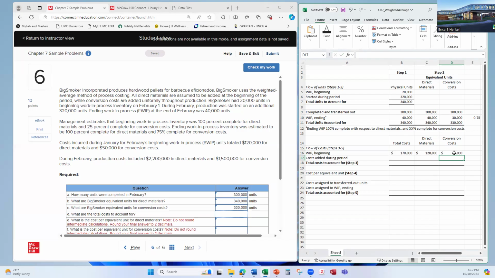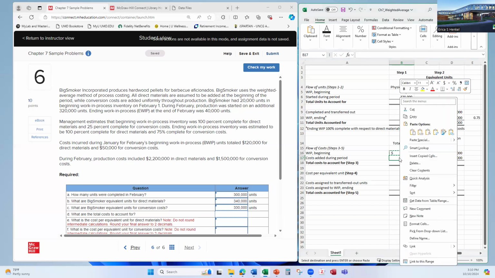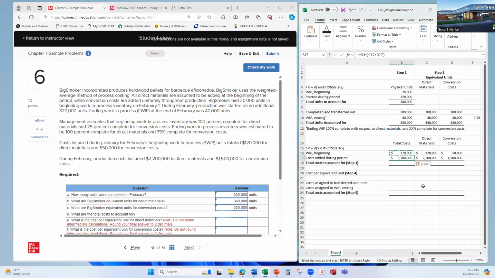And then we are adding in during February 2,200,000 in direct materials and 1.5 million in conversion costs. I'm going to paste the formula here. There we go. So 3.7 million.